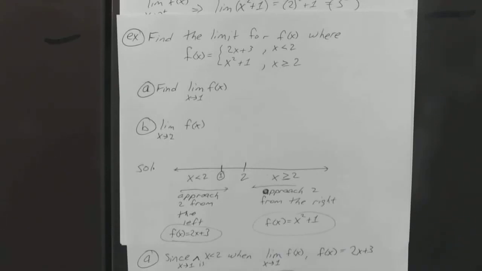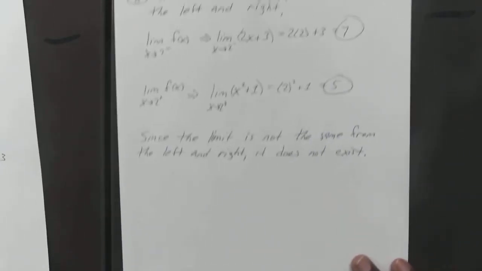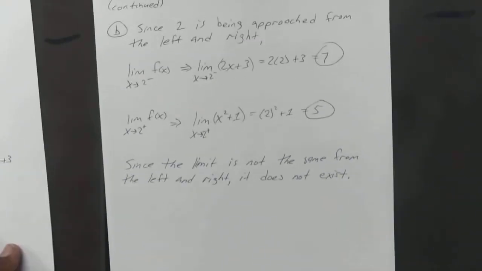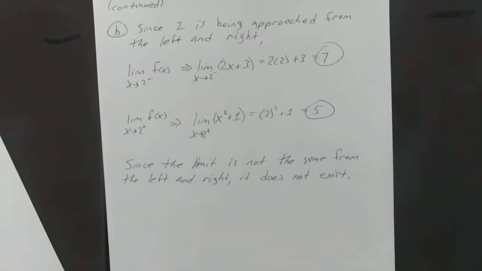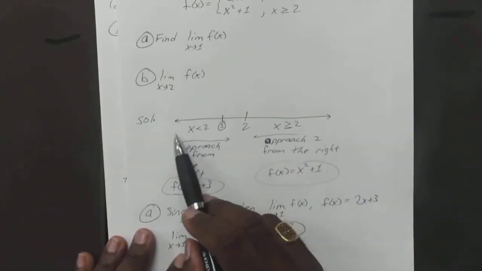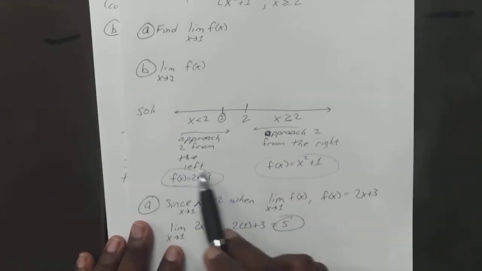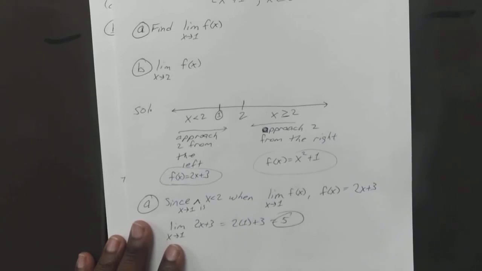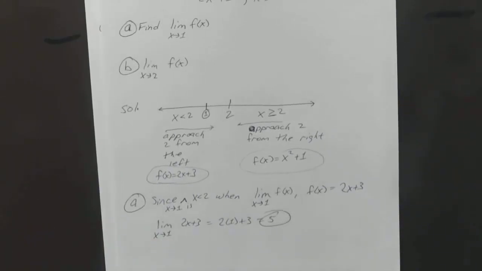How'd you get the number 7 again? The number 7, because when we're approaching from the left, this is the equation that we would use. Oh. Yep, so when we're approaching from the right, that's when we use the x squared one.